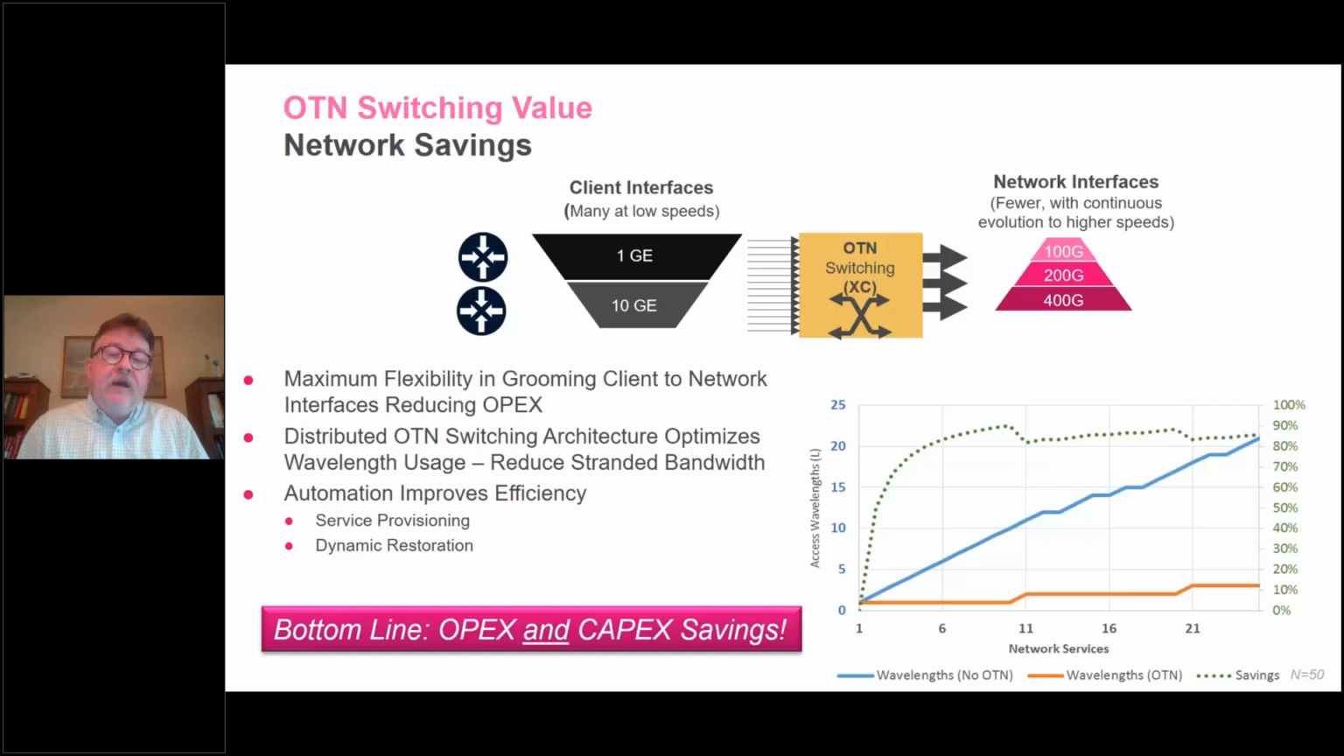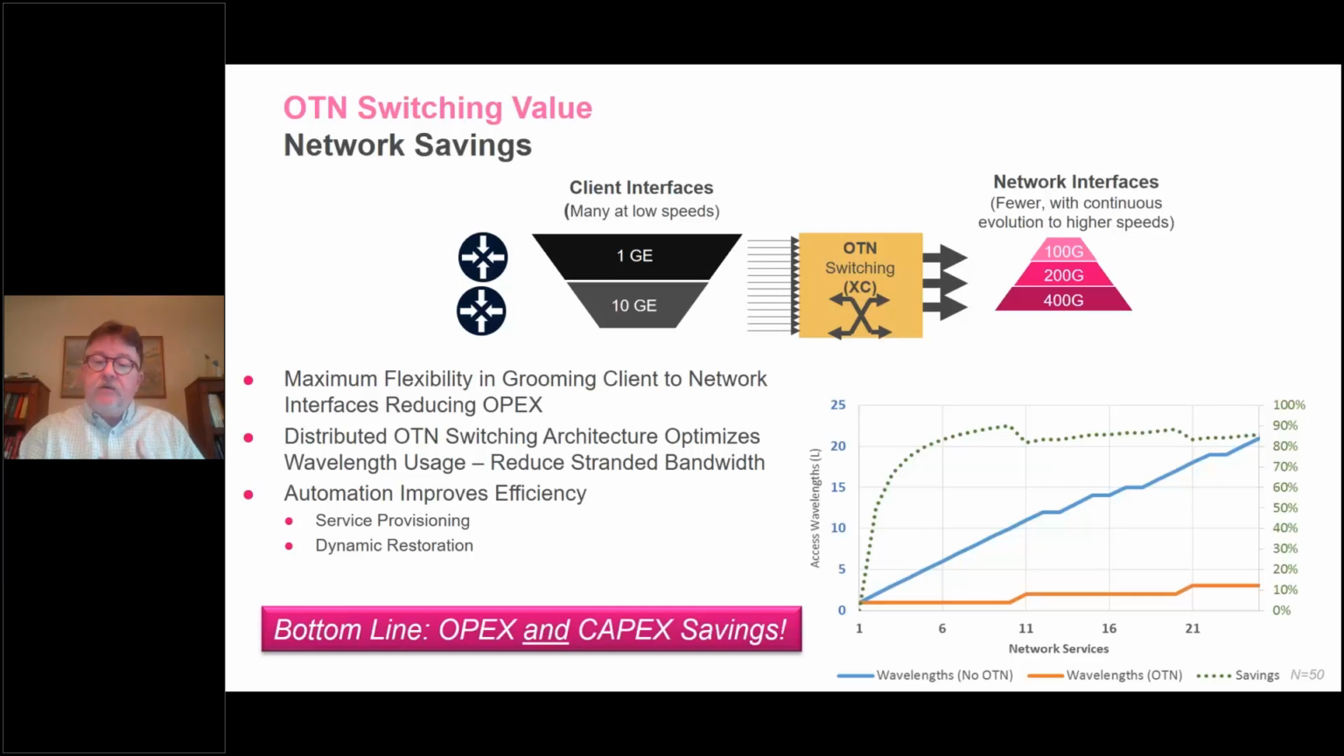Well, maybe we're not using that wavelength or the existing wavelengths at their full capacity, right? So if you look at these two lines, the blue line is what happens as you start gaining services and you start turning up your individual wavelengths, right? You start using more and more and more wavelengths. However, with OTN switching, the orange line, you are going to use a fraction of those wavelengths because we're packing them more fully and letting you get the most out of your investment. If you're spending several $1,000s on a DWDM optic, you want to get the most out of that wavelength that you can, and OTN switching is the way to do that.